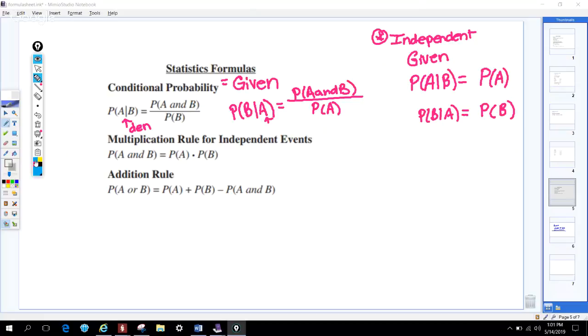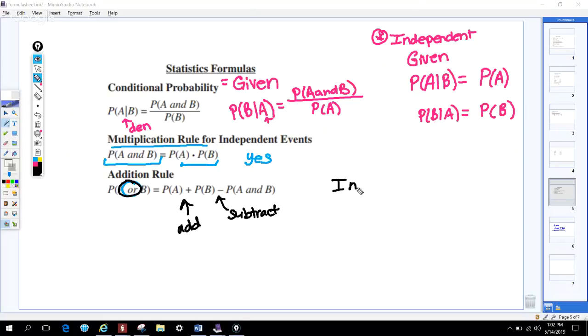Don't forget the multiplication rules. The multiplication rules say if when you have them combined, if they equal multiplying it together, then yes, it's independent. Everyone say or. Or. Don't forget for or, you are adding and then you are subtracting. Adding and then subtracting.